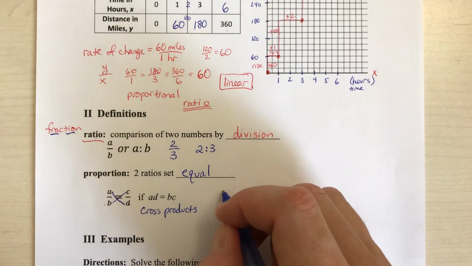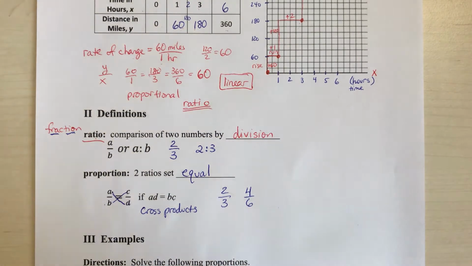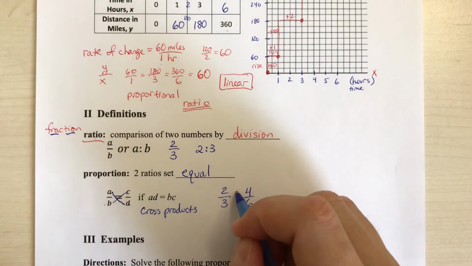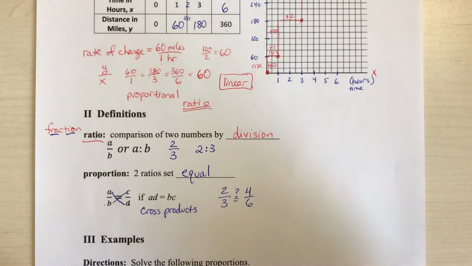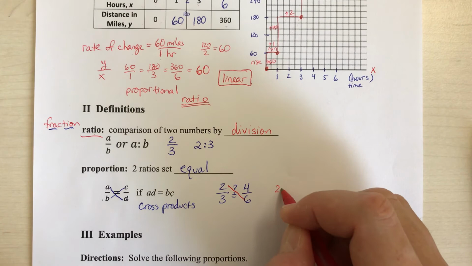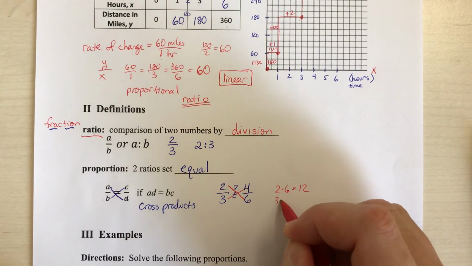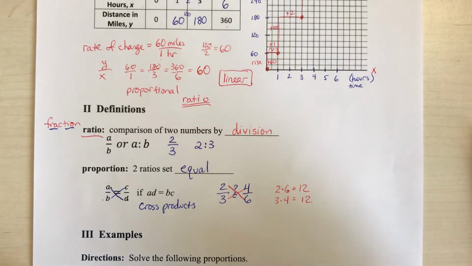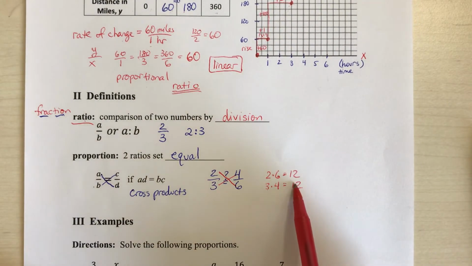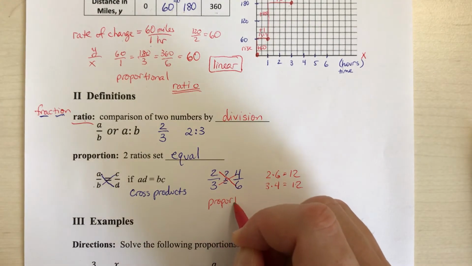So if I use, for example, 2 over 3 and 4 over 6, and the question, are those equal to each other? Well, we can take 2 times 6 and look at that. We get 12. We can take 3 times 4 and look at that, and we also get 12. If the cross products are equal, then these two ratios are proportional.